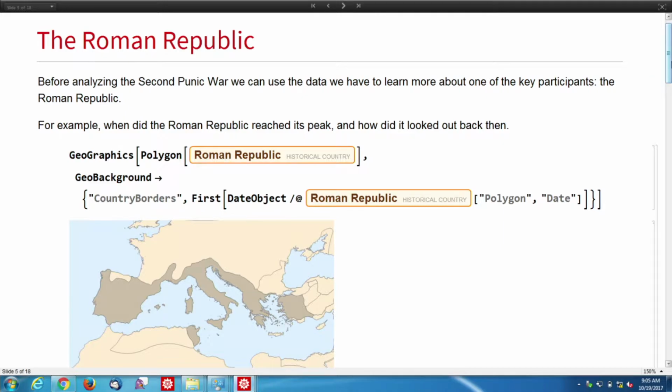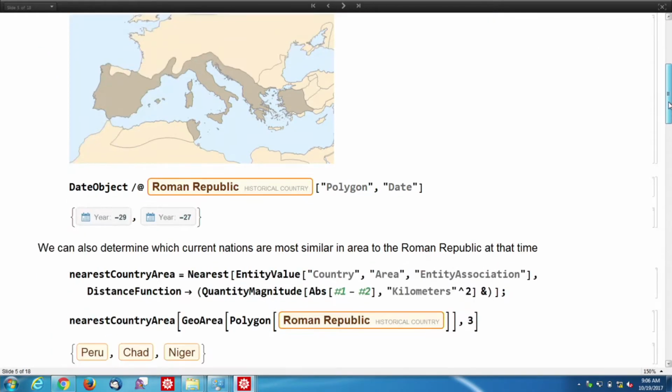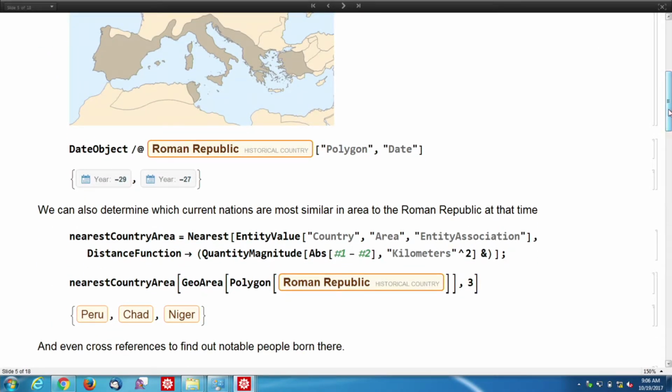First, we can speak about the principal actor in this war, the Roman Republic. We can do calculations to see how much it grew. This is the maximum extent we had of the Roman Republic. We have maps for each year for all historical countries in the years since 2000 BC till today. Here we have the Roman Republic at its maximum extent in the years 29 to 27 BC.